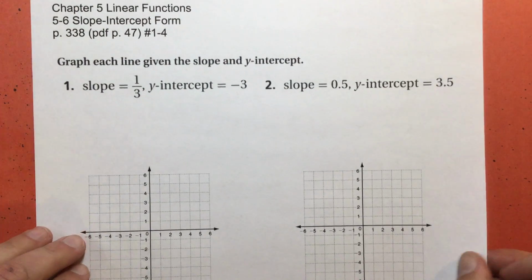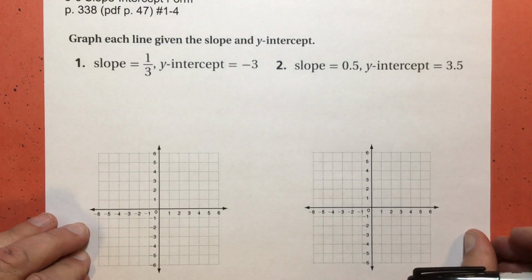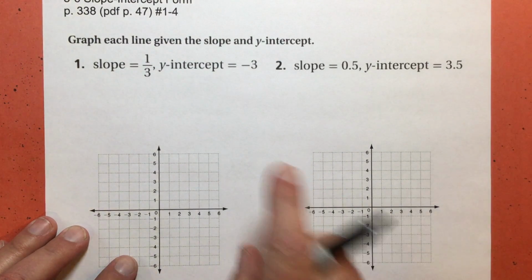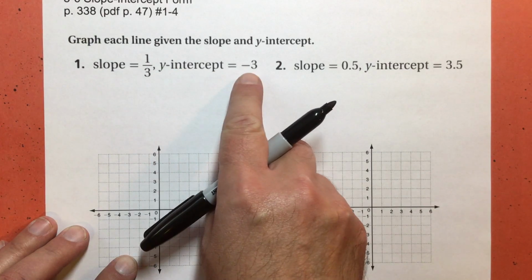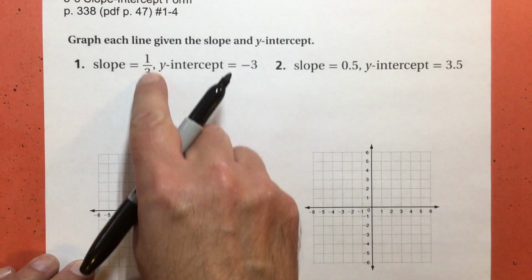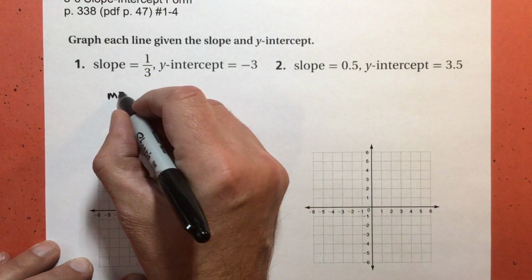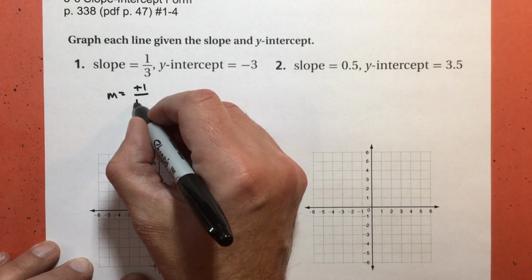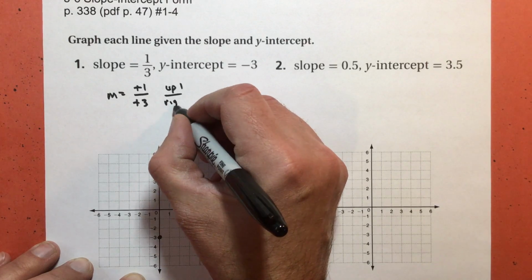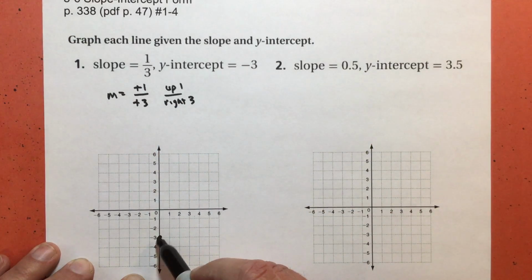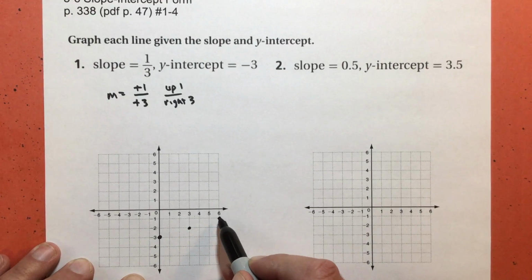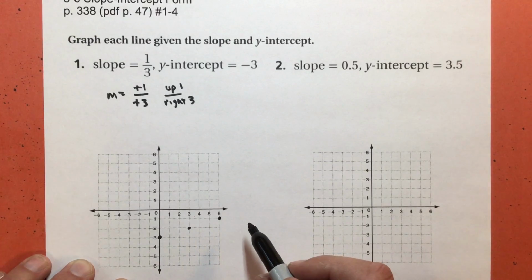For problem number 1, I'll move this up so you can see the grid. My paper doesn't fit perfectly within my video. Start with the y-intercept. The y-intercept is -3. That's right here. My slope is 1/3. That tells me I'm going to go up 1 and to the right 3. So go up 1, then 1, 2, 3 to the right. And that's going to go off the grid.